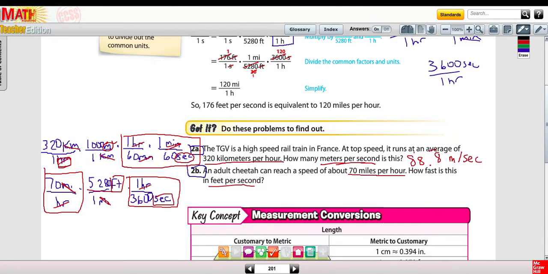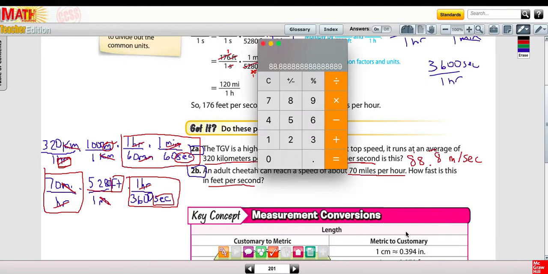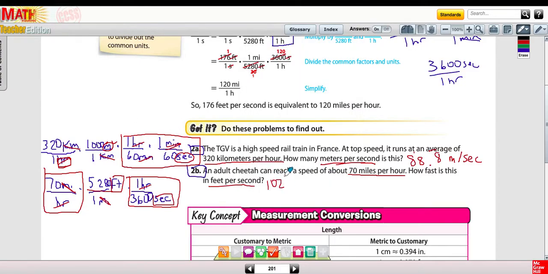So I'll pull up my calculator and take 70 times 5,280 in my numerator, and then divide that by 3,600 in my denominator. And I get 102 2/3, and that's feet per second. And I'll go ahead and turn my answer key on, and that is the correct answer.